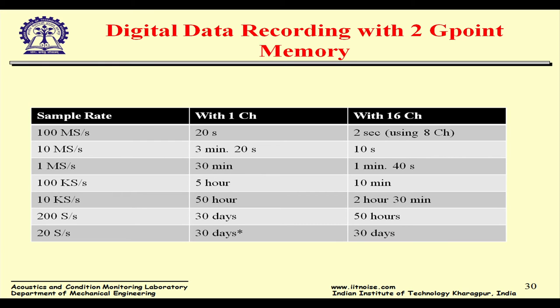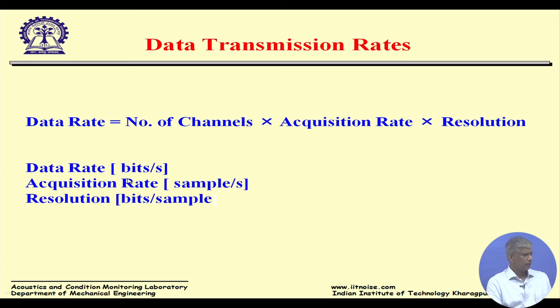Depending on the available memory and the sampling rate, at 20 samples per second you can store for 30 days. But 20 samples per second is no good for an NVH engineer. So we are talking somewhere around 100 kilo samples or so on and so forth. But this is the most important thing one has to keep in mind.